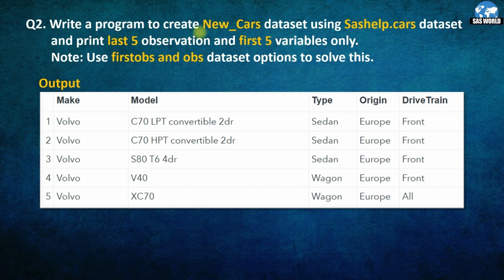Write a program to create new_cars dataset using SASHELP.CARS dataset and print last 5 observations and first 5 variables only. Note, use firstobs and obs dataset options to solve this.